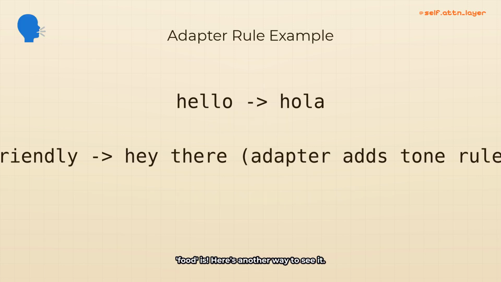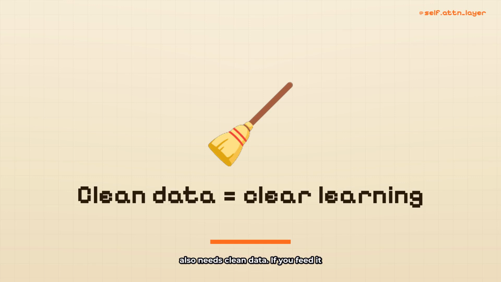Here's another way to see it. Suppose the model knows hello means hola in Spanish. With LoRA, you can teach it to say hey there instead when the user is friendly. The adapter adds a tiny rule. If the user's tone is friendly, translate hello to hey there. The rest of the translations stay the same. That's style, not facts.